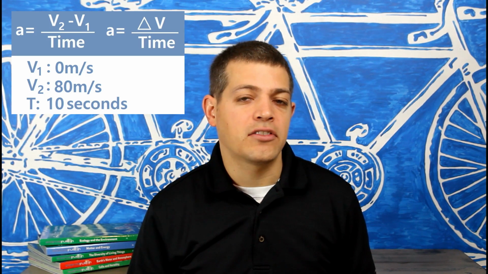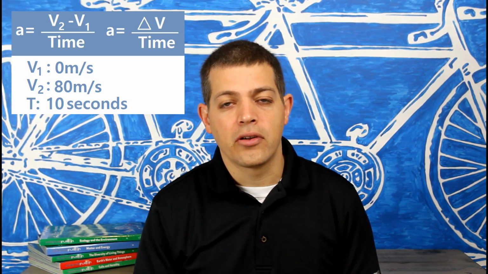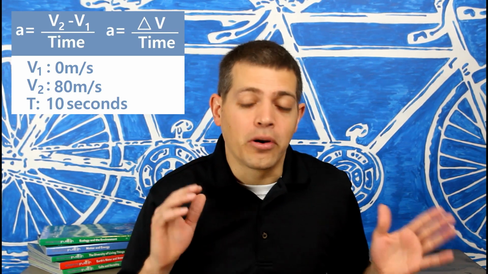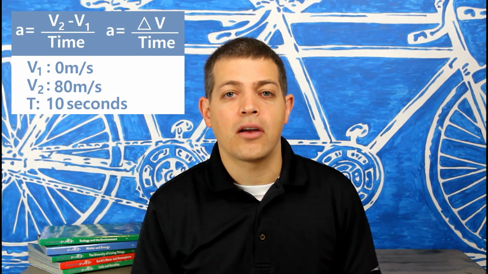Now let's put this to test. How does this kind of work? What does this actually mean? Say we have a school bus. It's at rest, so it's not moving anywhere. And it speeds up to 80 meters per second. Now I know that's a crazy speed, okay? So say we're going 80 meters per second. Okay, and it took us 10 seconds to get to that rate.